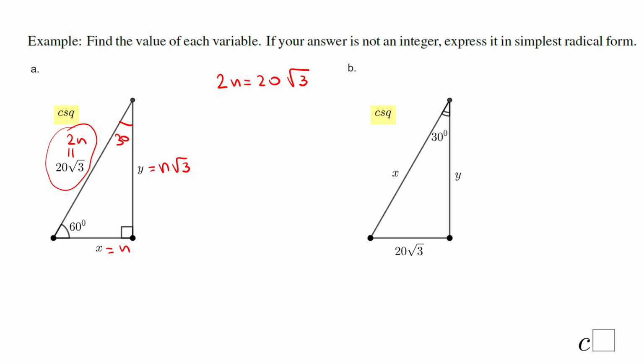How do you solve for n? You divide by 2. We have n equals 10, 20 divided by 2 is 10, 10 square root of 3. Oops, this is just n. We're going to move to what we in fact want to find out, which is x first, but x is nothing else than n, so it's going to be 10 square root of 3.